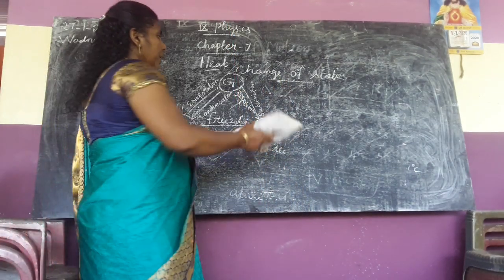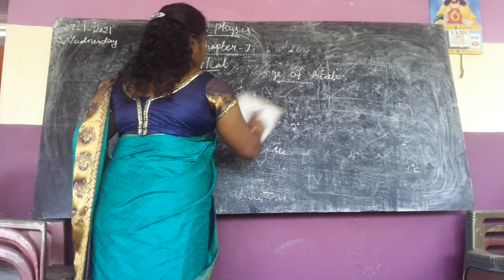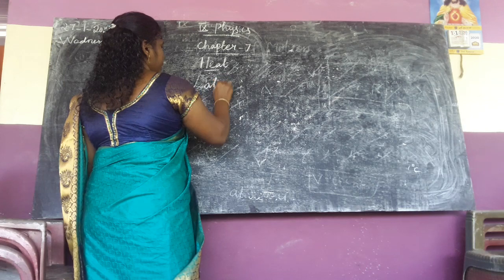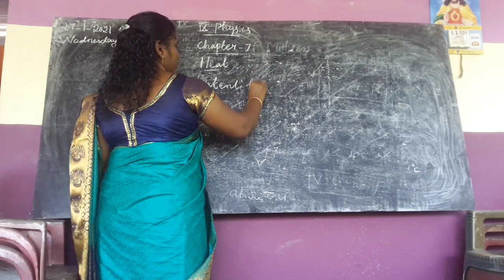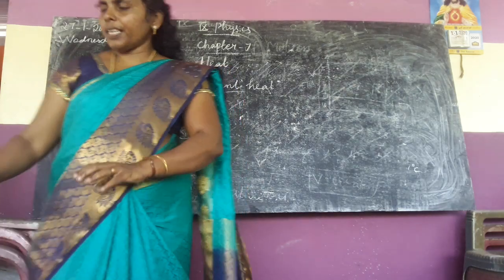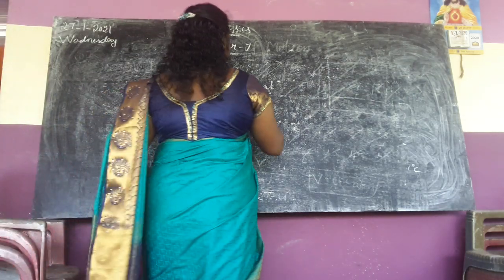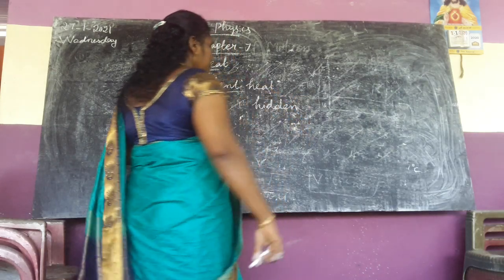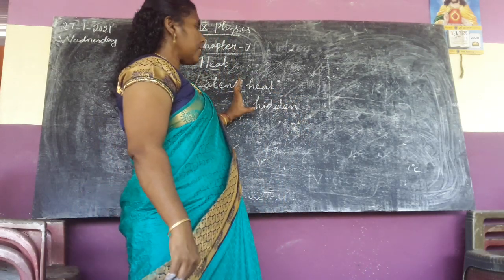Next, we can learn about latent heat. Latent means hidden. Heat is there but hidden. Heat energy is there but hidden.